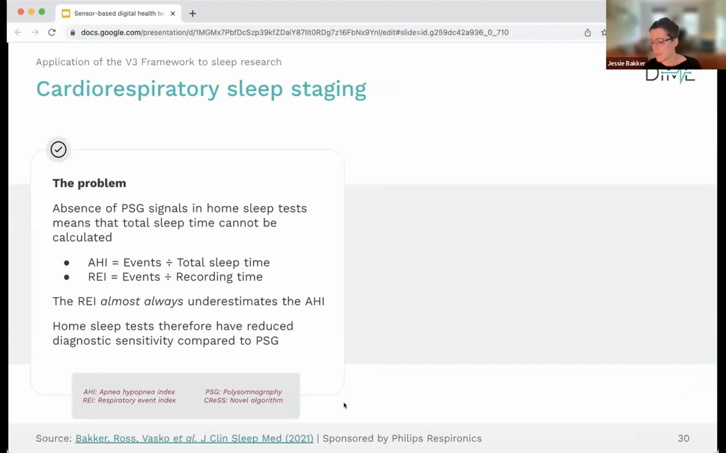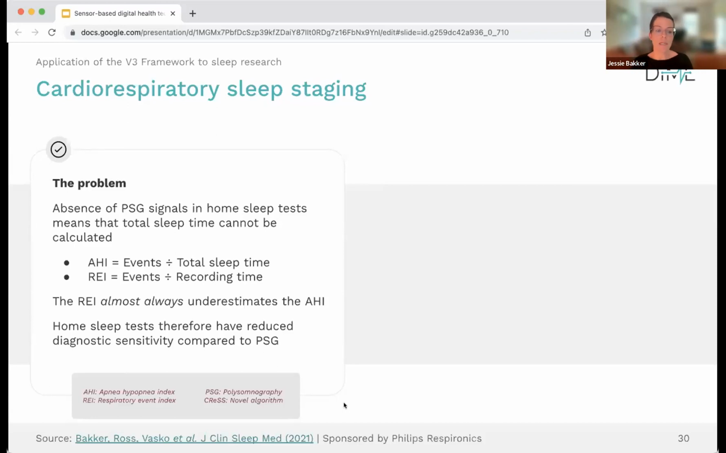So home sleep apnea tests are now very commonly deployed as a diagnostic test for sleep apnea. But the absence of PSG signals, so no EEG, EOG, or EMG, means that we do not have a method for calculating total sleep time. And therefore, if we're using a home sleep test, we can't calculate the AHI, or the apnea-hypopnea index. The AHI, for better or worse, is the most widely accepted kind of gold standard for assessing the severity of sleep apnea. And that is the total number of apneas and hypopneas divided by the PSG-determined total sleep time.